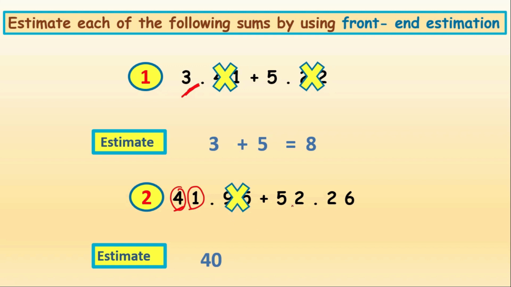Then the next number, 52.26. The first digit on the left is 5. Write 5 and replace 2 by 0. The number will be 50. And then cancel all decimals. Then the sum equals 40 plus 50 equals 90. That's about the front-end estimation strategy.